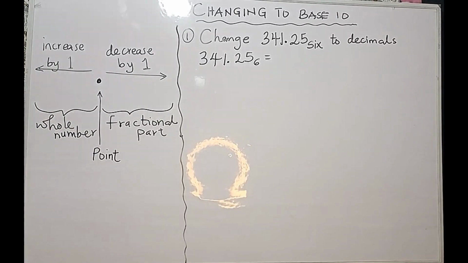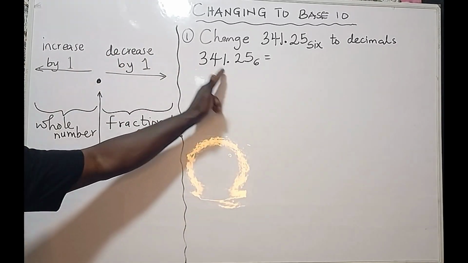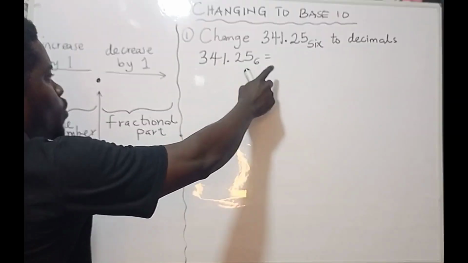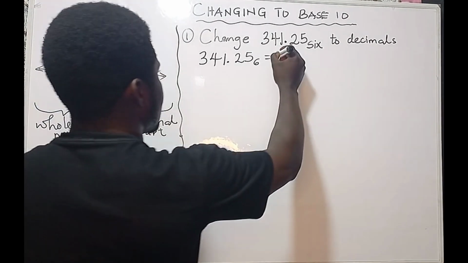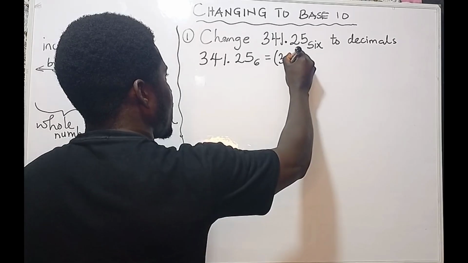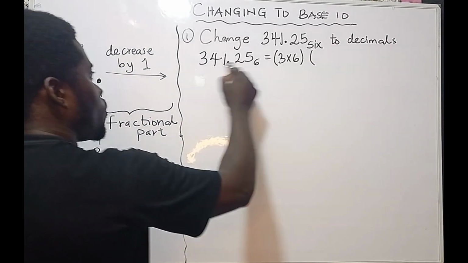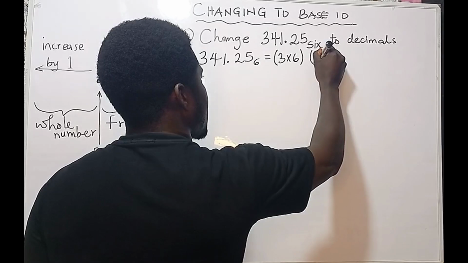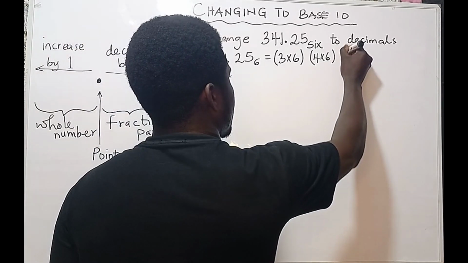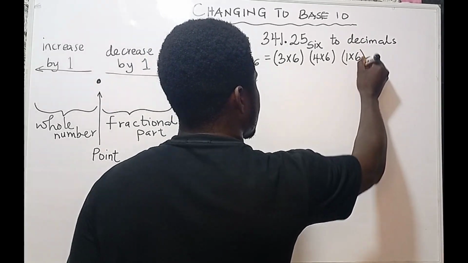If it is in base 6, the second step is to take the base and multiply it by each of the digits in the numerals. So we will multiply each numeral with 6. The first one is 3, we multiply it by 6. We pick the second one, which is 4, we multiply it by 6. We pick the third one, which is 1, we multiply it by the base 6.